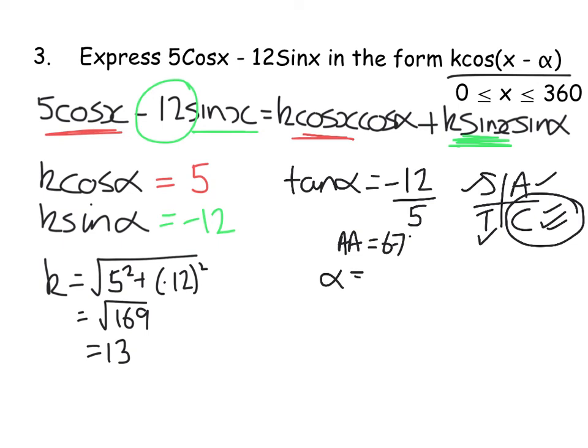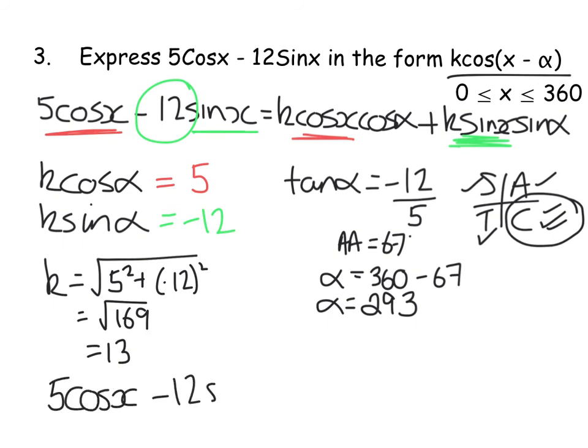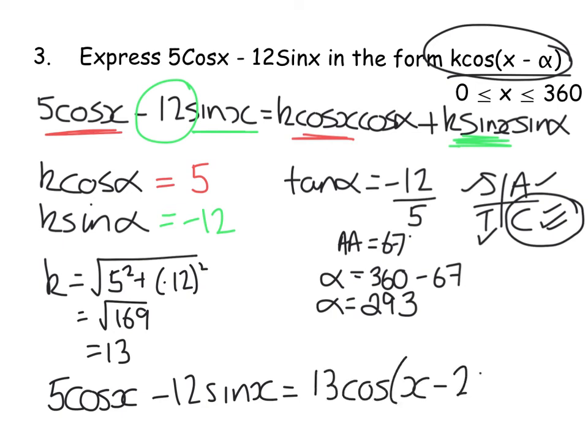So alpha is, remember the cos box, you do 360 take away your answer. So in this case, alpha is 293. So the last step is I always like to rewrite the question. So 5 cos x minus 12 sin x equals, and we're going back to this bit up here, k is 13 and alpha was 293. And that is the answer that we are after.